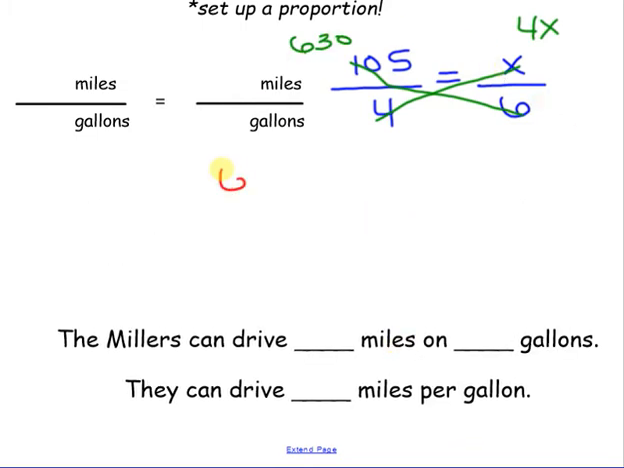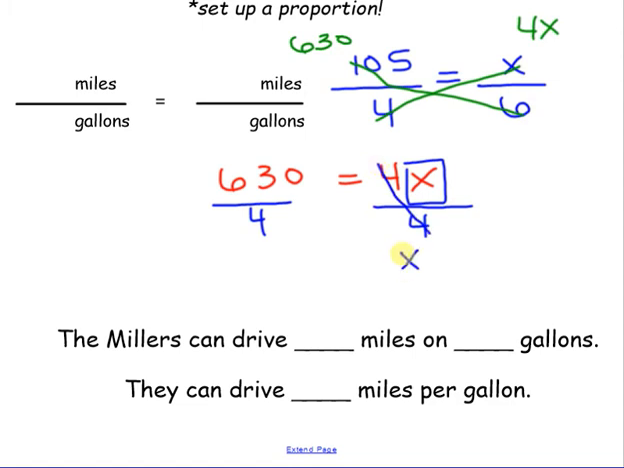Okay, so I'm going to set them equal to each other. 630 equals 4x. First thing that I do is I need to box my variable. Then I'm going to divide by the number that's attached to it, which is 4. These two 4s cancel each other out, and I'm left with x equals 630 divided by 4. You put it in your calculator, and you're going to get 157.5. And that's your missing value up here. So the Millers can drive 157.5 miles on 6 gallons of gas.